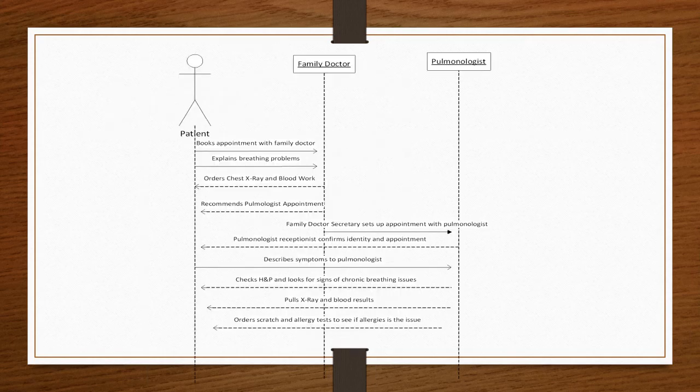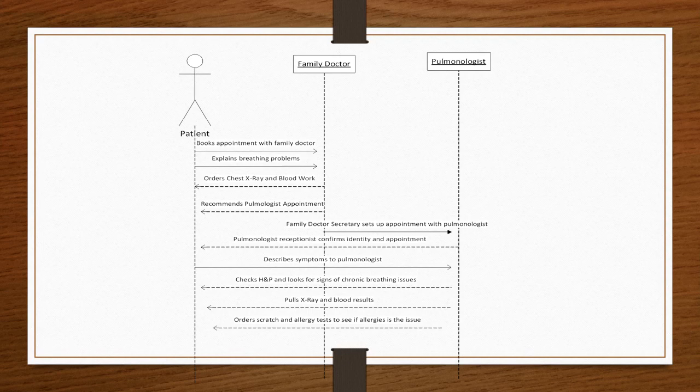Next is my UML sequence diagram. It starts off with three diagrams: the patient, the family doctor. The patient sends a message by booking an appointment with the family doctor, and he then explains the symptoms. The family doctor responds by ordering tests. He further reports the information while booking the pulmonologist.